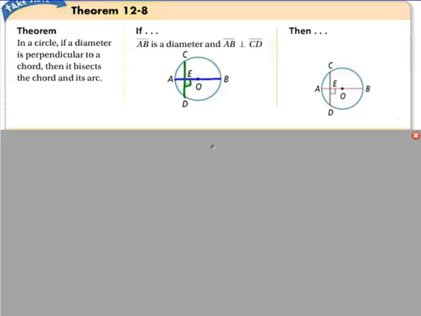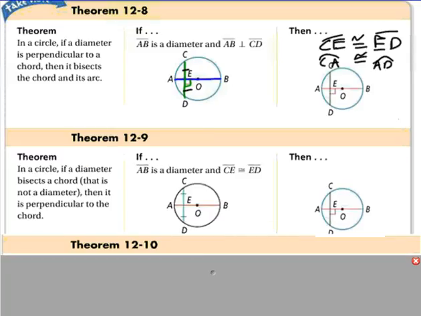That means that these are congruent if it bisects that. That means that segment CE is congruent to segment ED. And it also bisects the arc. We don't usually bisect arcs, but that just means that the arc lengths would be the same. So that means that arc CA would be congruent to arc AD. Apologize if that's a little messy. But the arcs are also congruent.